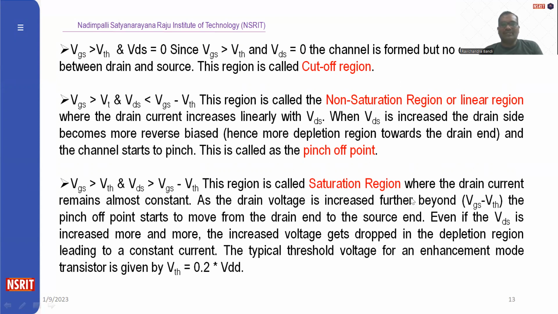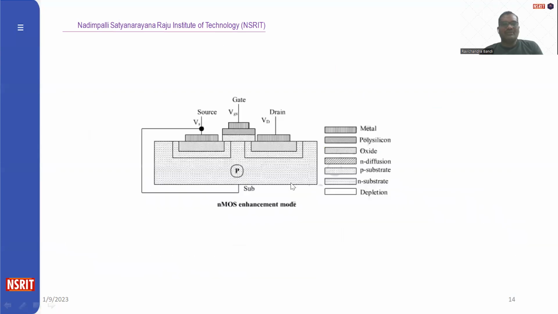As the drain voltage is increased further beyond VGS minus VTH, the pinch off point starts to move from the drain end to the source end. Even if the VDS is increased more and more, the increased voltage gets dropped in the depletion region, leading to the constant current. The typical threshold voltage for an enhancement mode transistor is given as 0.2 VDD.